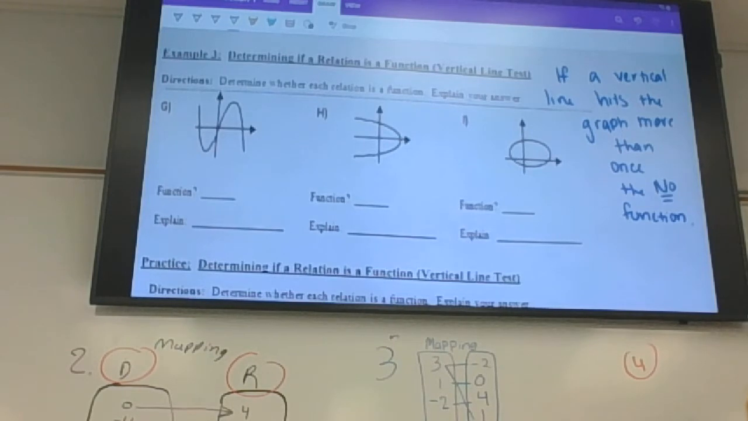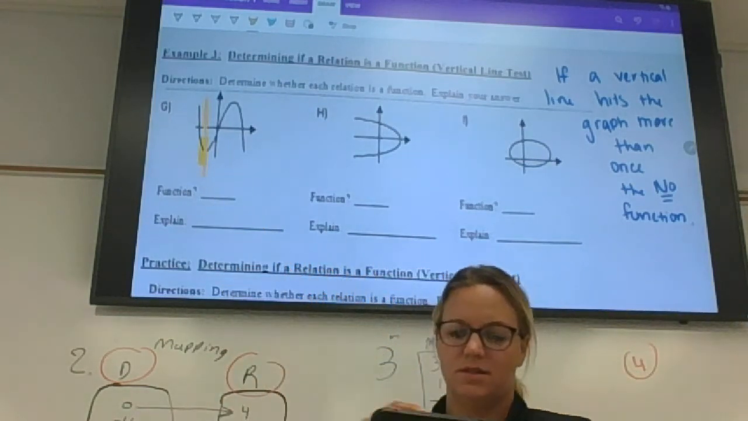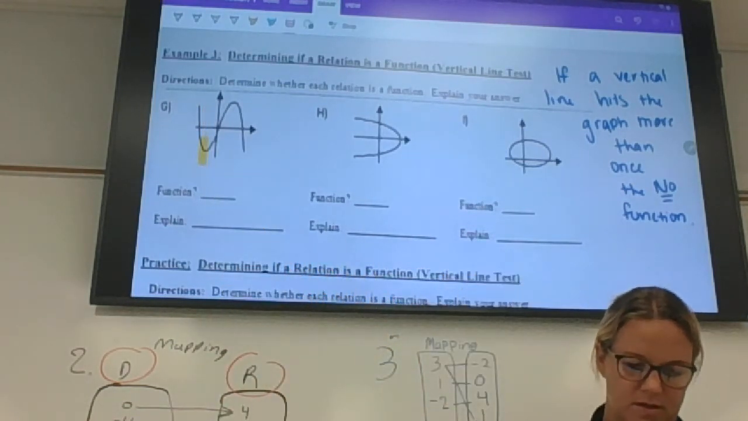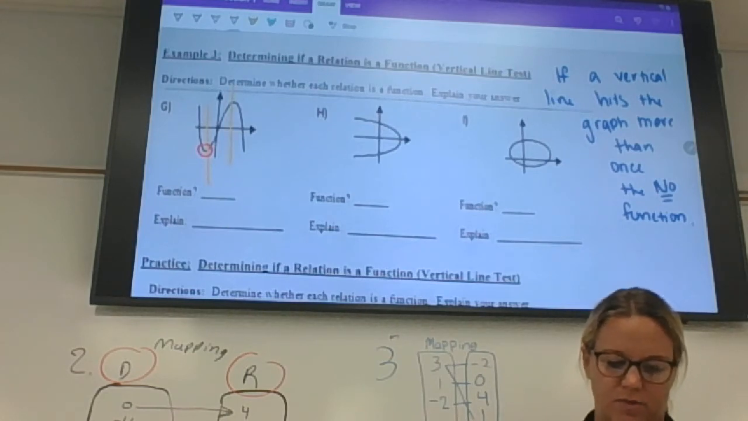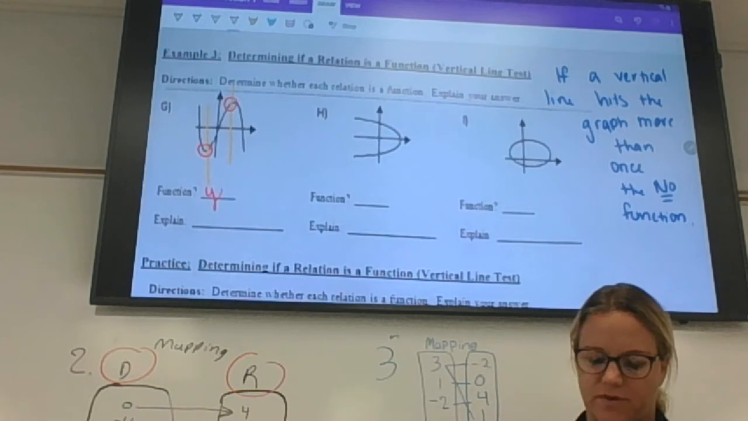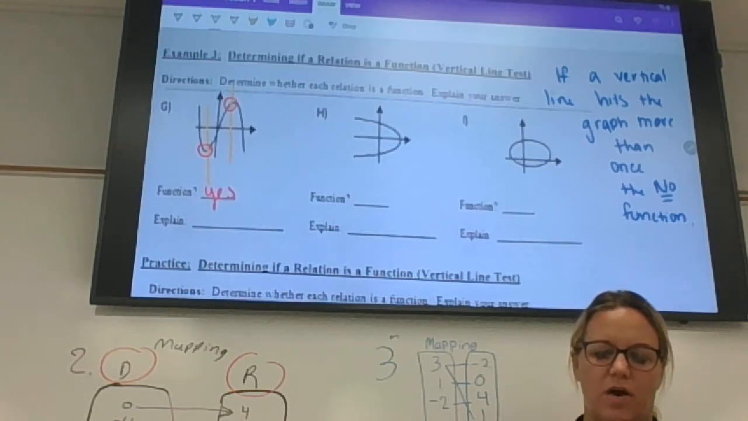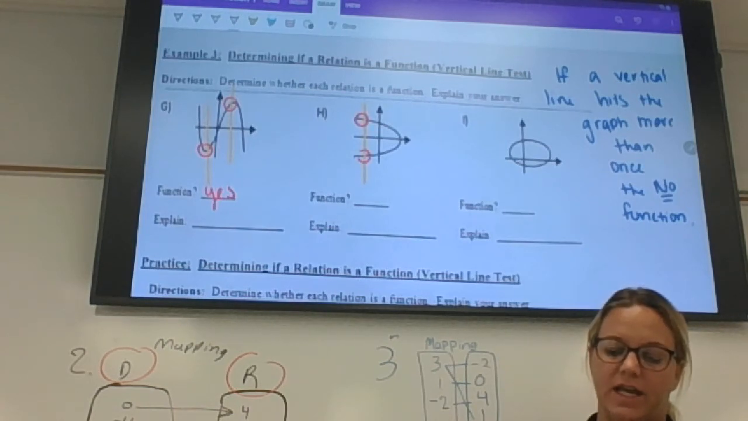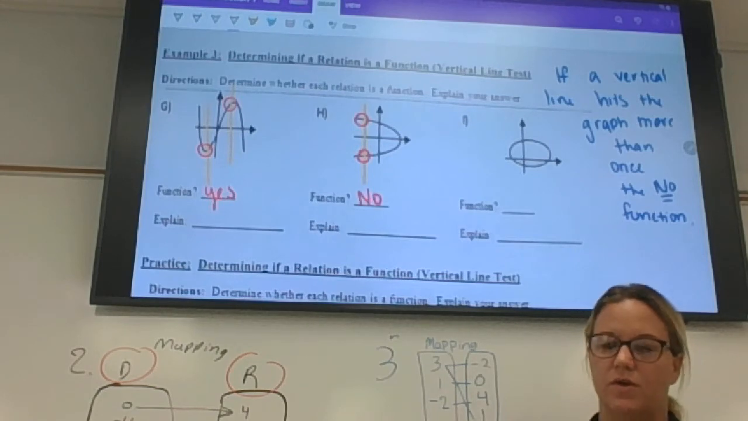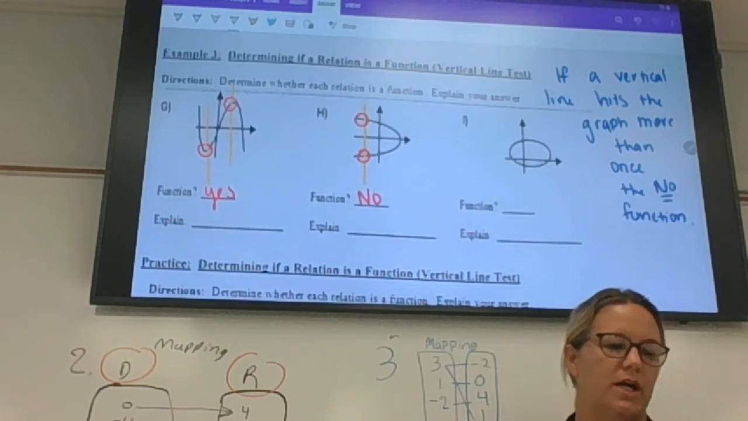I'm going to use yellow for a vertical line. So I'm going to test this. When I draw this vertical line here, I hit this little guy just once. I hit the line just once and it was right here. And if I draw a different vertical line, I hit the line once just here. So this is yes function. Here's a no. When I draw this yellow line here, I hit the graph twice. That's a no. Vertical line test.